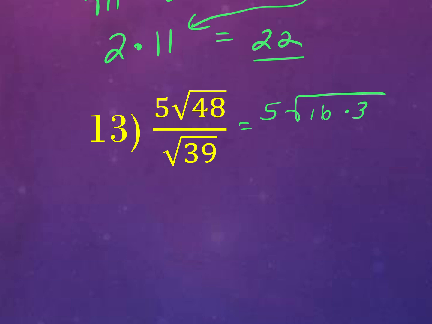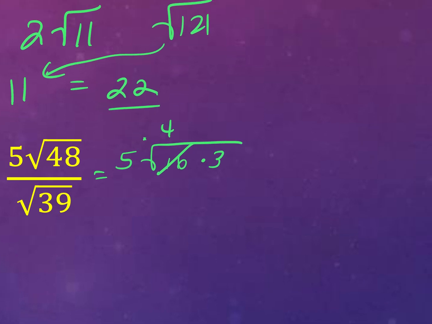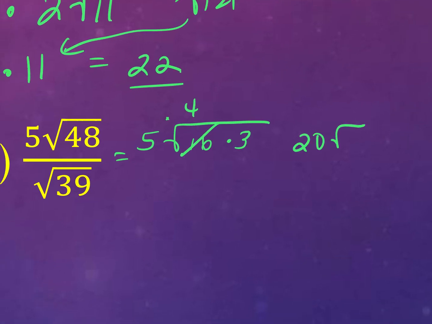Everybody with me? And I know that the square root of 16 is 4. So 4 times 5 is 20 square root of 3. That's my numerator, simplified. I looked at it and I said, probably the easiest thing to do would be go ahead and divide my radicals, but those numbers don't divide into each other or simplify together. So that's why I went the route of just simplifying the numerator.